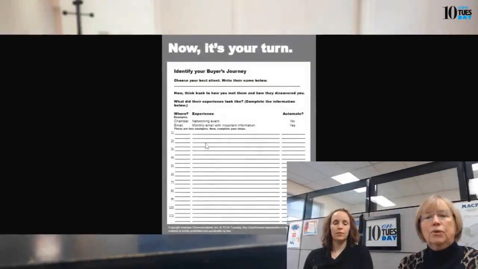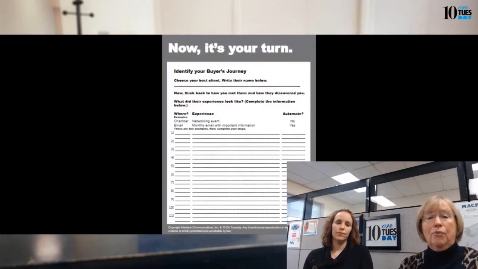So now it's your turn. And what we'd like you to do is go to 10-on-tuesday.com. And this will be available to you to think through your own buyer's journey. Choose the best client that you work with now. Write their name and think about when they first started working with you. What did that look like? And I gave you 2 examples of where would you put that?